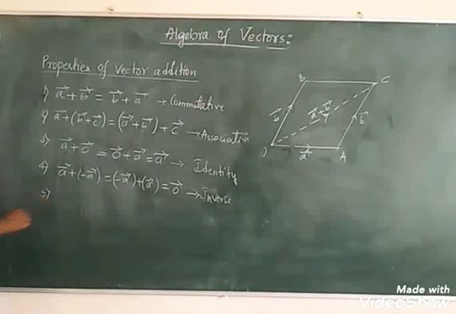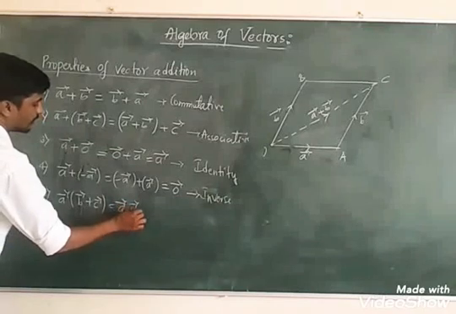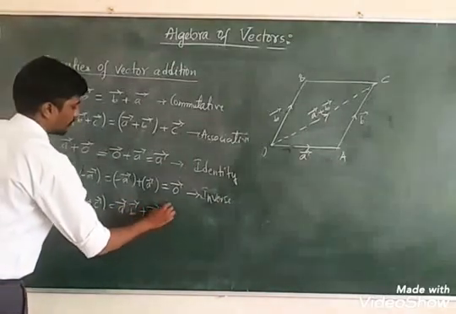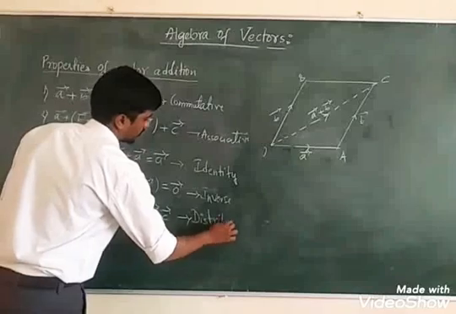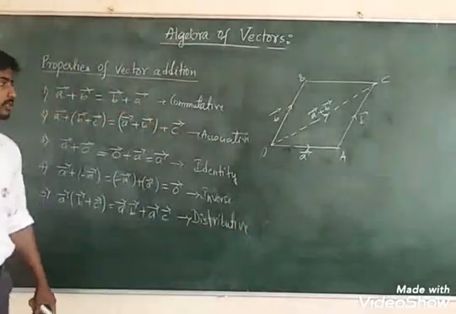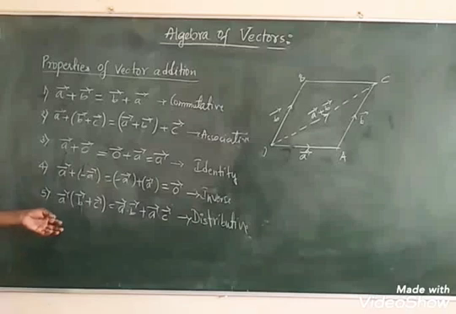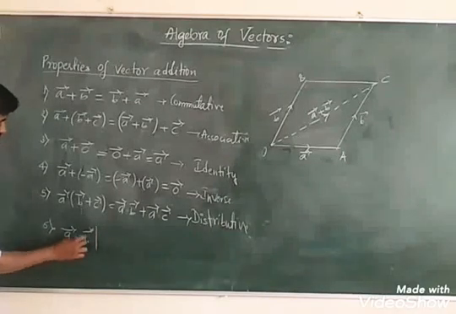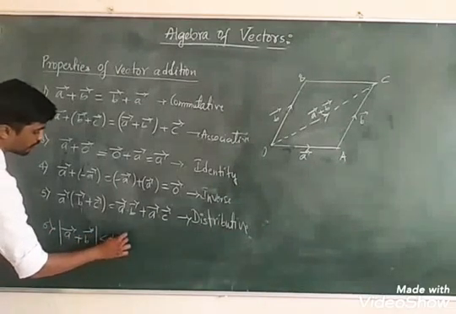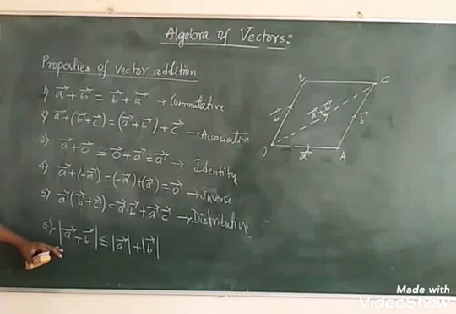In this case we define another law also: vector A into bracket B plus C vector means vector A dot B plus vector A dot vector C. So this is the distributive law. These are the main properties of vector addition. Similarly, vectors also depend on subtraction. Now we have another inequality for vectors: the magnitude of vector A plus vector B is less than or equal to the magnitude of A plus the magnitude of B. This is the vector inequality.